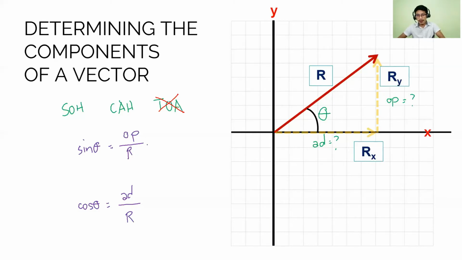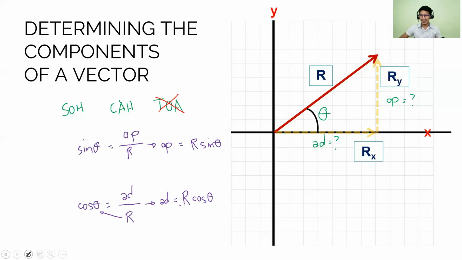And so, if we are going to determine the opposite side, we are just going to cross multiply that, and that will give us opposite side is equal to R times sine theta. This is the formula. Opposite side is equal to R times sine theta. Now, to solve for the adjacent side, then adjacent side is just equal to R times cosine theta.